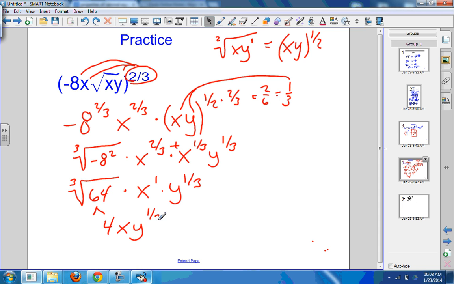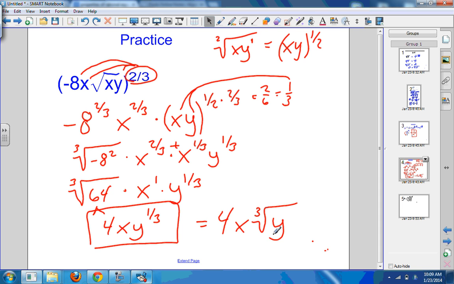So here's our answer. We could also write it another way. We could change this y to the 1/3 to a root and write it as 4x times the third root of y. Either of these are acceptable answers.